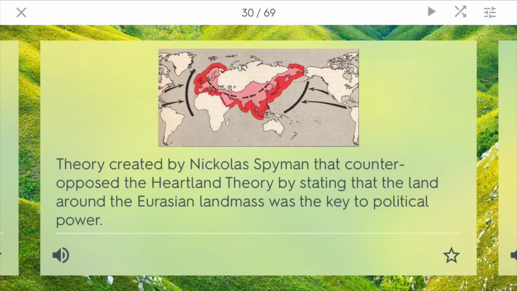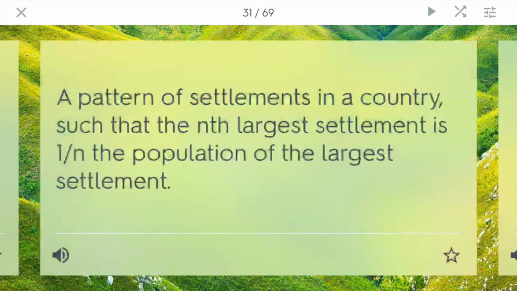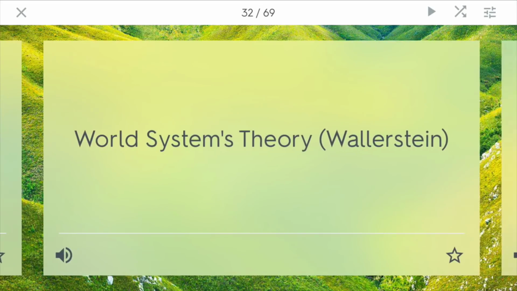Rank size rule. This is a pattern of settlements in a country, such that the nth largest settlement, so whichever settlement is the next largest, is a fraction of the population of the largest settlement. So the largest city, I guess, in a certain area would be 1. And any number of cities after that only has a population that is a fraction of that. So the second largest city would be 1/2 the population of the largest settlement.